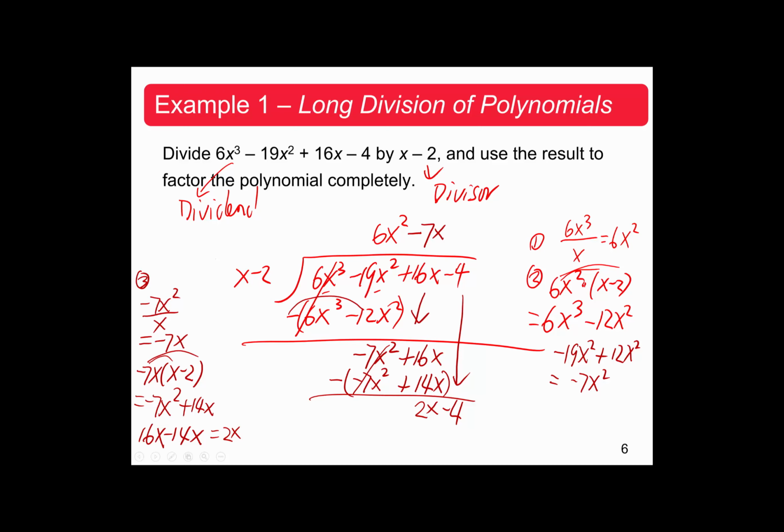Now again, dividing x into 2x, you get positive 2 right here. 2 times x minus 2 becomes 2x minus 4. As you can see, the remainder is 0. That means x equals 2 is a zero of this particular polynomial function. All right, and that's how you typically conduct a long division.